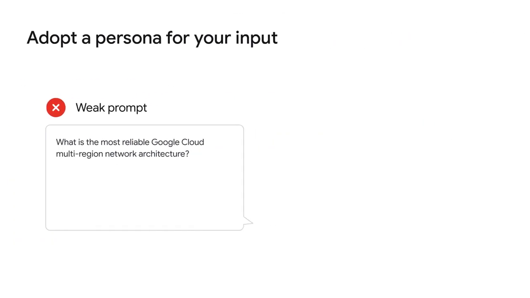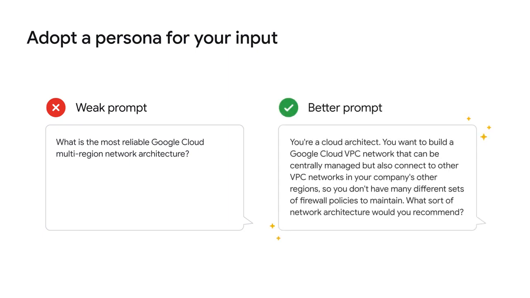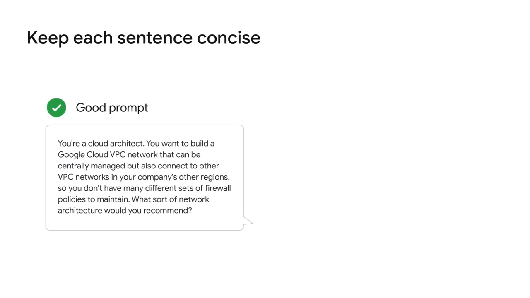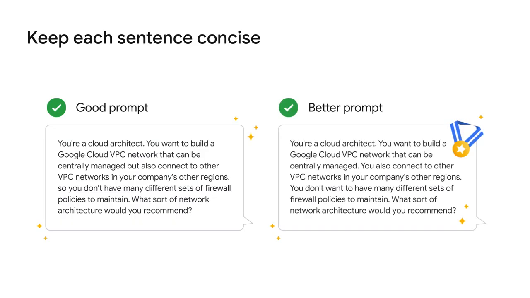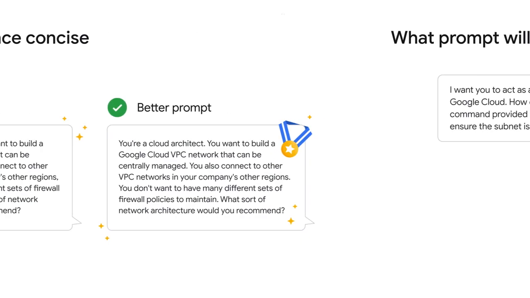Another best practice is to adopt a persona for your input. Adding a persona for the model can provide meaningful context to help it focus on related questions, which can help improve accuracy. This prompt would help Sasha, the cloud architect, get started with prototyping a network architecture for Symbol Bank. And finally, it's best practice to keep each sentence concise. Longer sentences can sometimes produce suboptimal results. It's best to break long sentences in a prompt into a series of shorter sentences and simpler tasks.